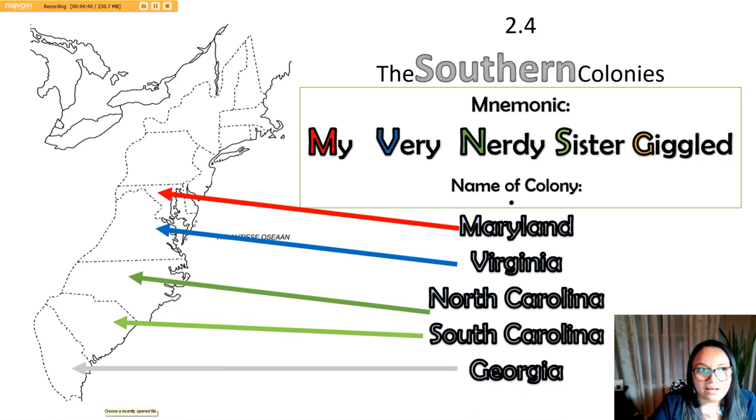Here we have it, our 13 colonies. Hopefully you remember them, and we will take a quiz pretty soon. Good luck. Try to remember to use your mnemonics to help us remember our facts.